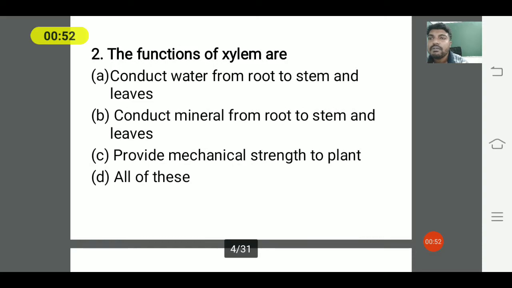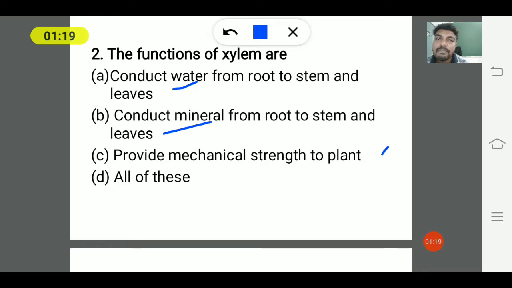Second one. The functions of xylem are conduct water from root to stem and leaves, conduct minerals from root to stem and leaves, provide mechanical strength to the plant, and all of this. So what is the function of xylem here? Conduct water from root, stem, leaves. That is also right. Conduction of mineral from root, stem and leaves, that is also right. And provides some mechanical strength to the plant, that is also right. The mechanical strength is given by the xylem fibers. So answer is all of this.